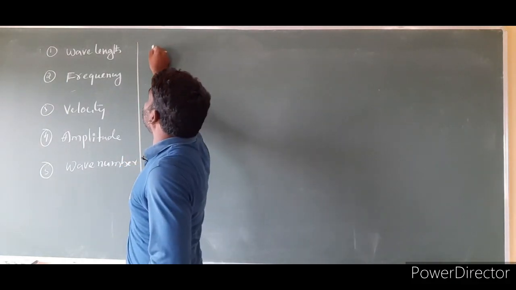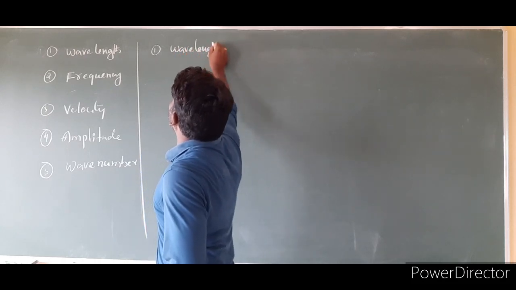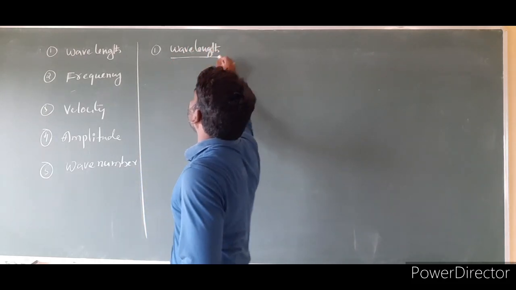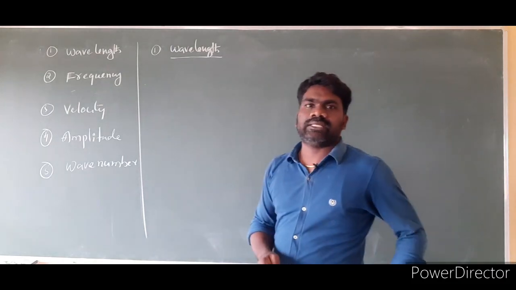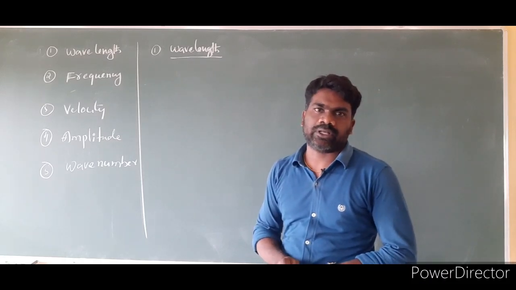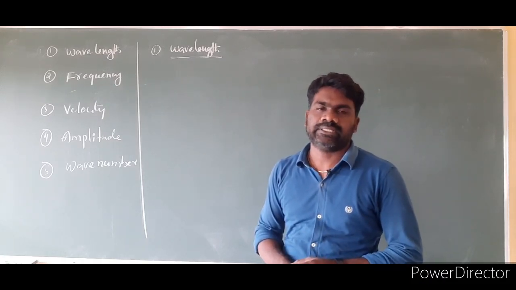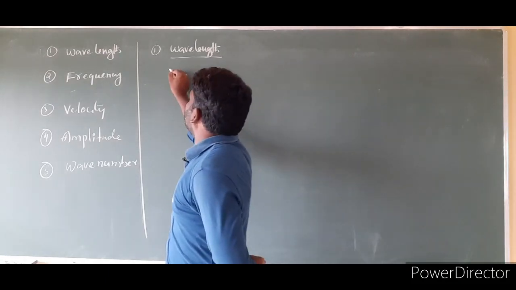The first one is wavelength. So wavelength is defined as the distance between the two nearest troughs or two nearest crests is called a wavelength. Let us write the statement.